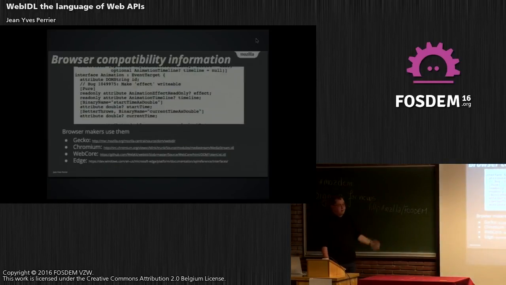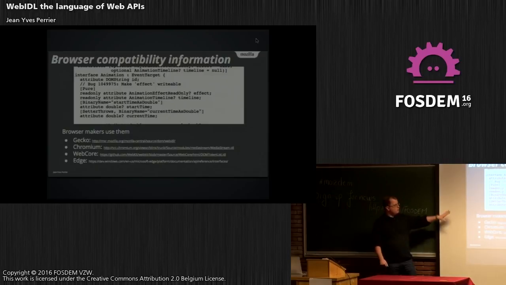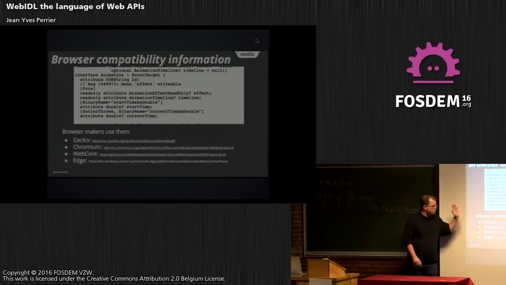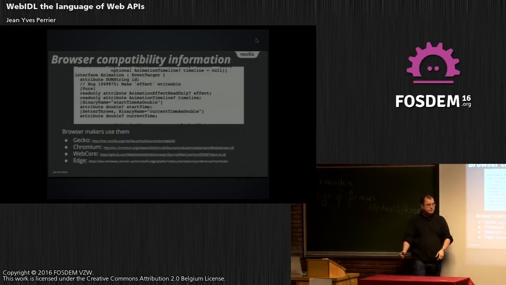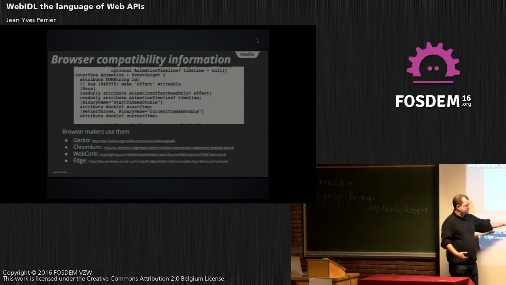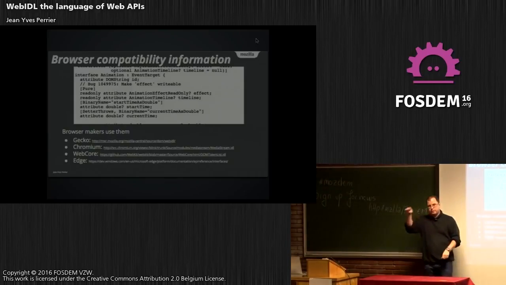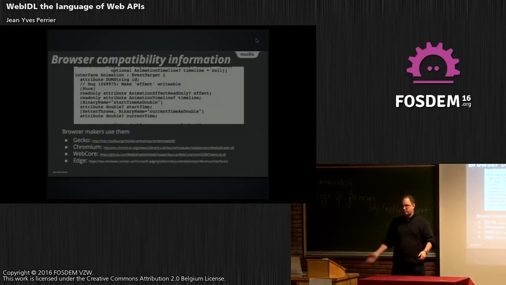So where do you find these WebIDLs? You find them in every specification, and every browser vendor has them public. So I've put Gecko here. Gecko is very practical for this because there is a directory with all the WebIDL. You find them in Chromium and WebCore. Here they are next to the implementation of each interface, which means if you want to get all of them, you really have to go to each directory and extract them.